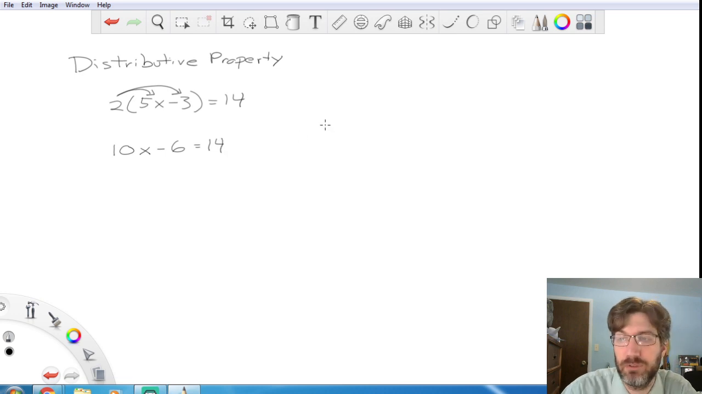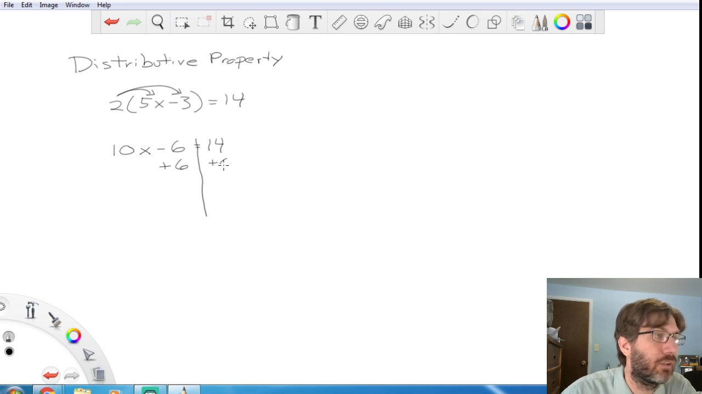And now it becomes your two-step equation. So with that, order of operations in reverse tells me to add 6 first. Add 6 on both sides. This is going to cancel. Leaves me with 10x over here. And 14 plus 6 gives me 20. Then to get x by itself, I need to divide this by 10, divide this by 10 as well. If I do it to one side, I do it to the other. This will cancel. Leaves me x, and over here, 20 divided by 10 gives me 2. So x equals 2 here.